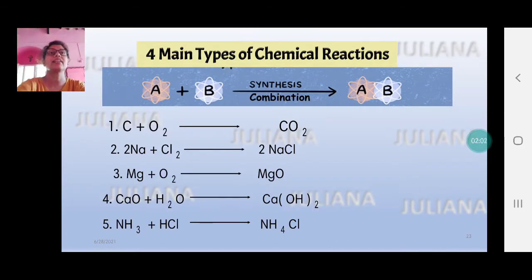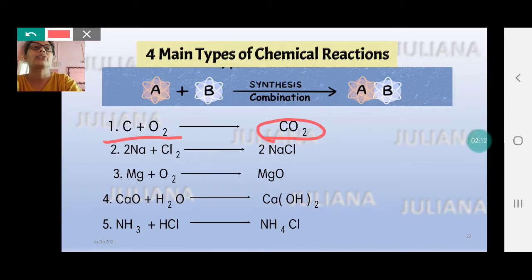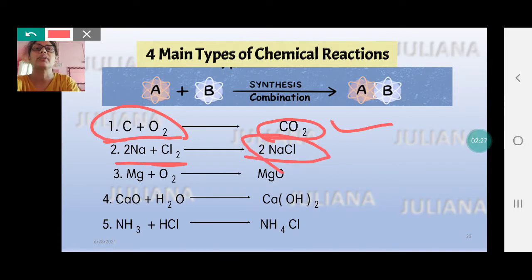Now let's understand the first type, synthesis. How do you recognize it? No need even to look at the reaction. Just by looking at the reactants and the product, if you have two or more reactants and one product, it is combination or synthesis. Carbon combining with oxygen gives you carbon dioxide, one product. Same with sodium and chlorine combining to give you one product, sodium chloride. Mg plus O2, magnesium reacts with oxygen, giving you MgO, one product. So this is combination again.